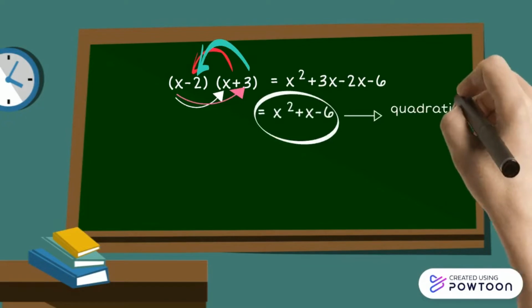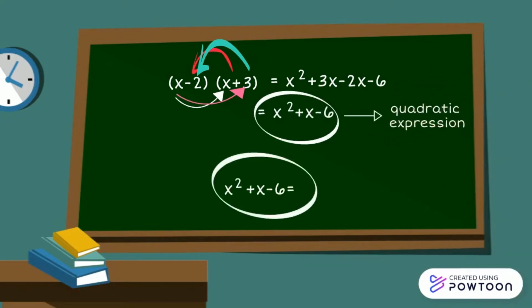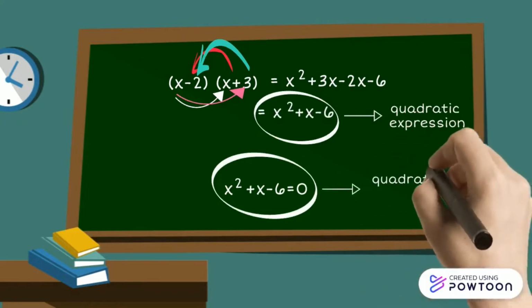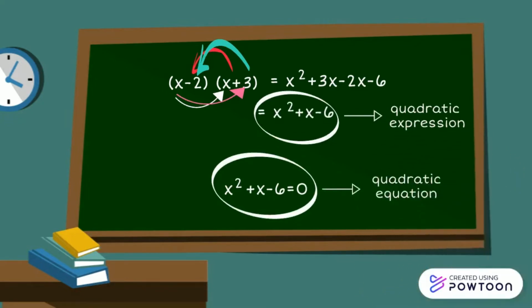The product is a quadratic expression. Set equal to 0, x squared plus x minus 6 equals 0 is a quadratic equation. If we were to factor the equation, we would get back the factors we multiplied.